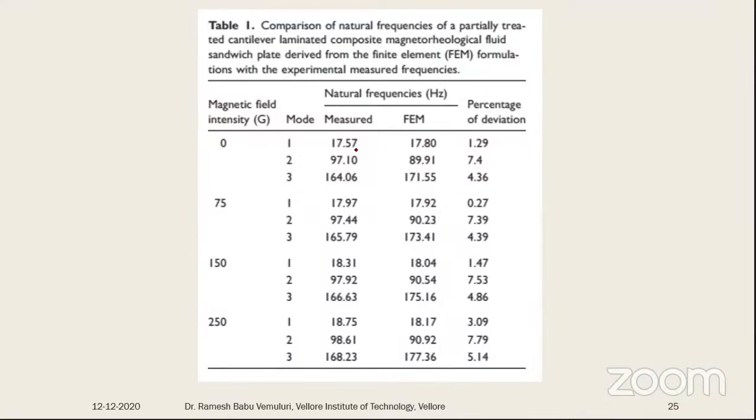So this is the experimentally measured result, and these are the finite element formulation results using MATLAB numerical simulation, and this is the percentage of deviation for various magnetic fields: 0, 75 Gauss, 150 Gauss, and 250 Gauss. These are the various experimental results. Seeing this, we can see the experimental results match the analytical results.